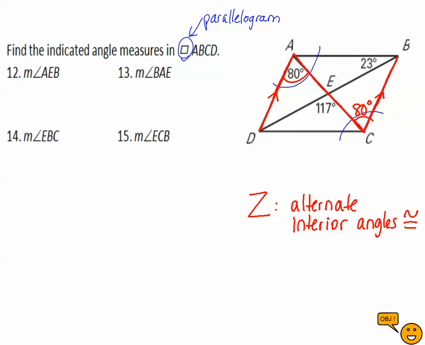We can also do a Z over the other pair of sides that's parallel. This side is parallel to this side. Therefore, let's do a Z this way. Zig and zag right there. So this 23 degrees is the same as this 23 degrees. As we start filling in angles, it's going to be easier to work with these.